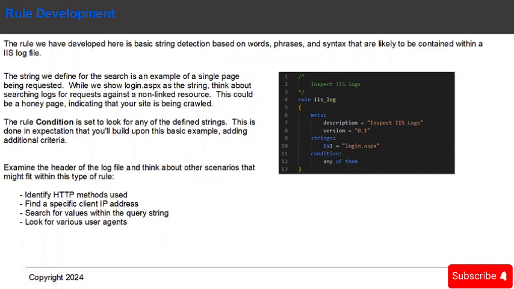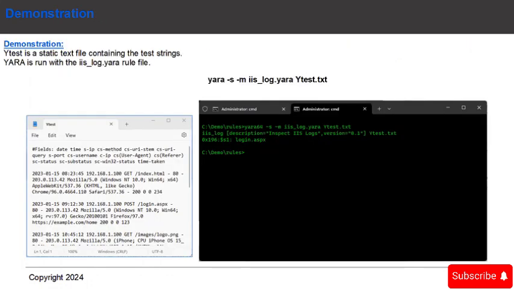Examine the header of the log file and think about all those different fields. There are a lot of different scenarios that those fields would play into from a threat detection standpoint. You could use it to identify certain HTTP methods that you want to be aware of. Maybe look for a specific IP address or search the values inside query strings for certain patterns. Of course, you can also use it to look for various user agents. So there's a lot of possibilities here using just a very basic YARA script that's built around string matching in an IIS log file.